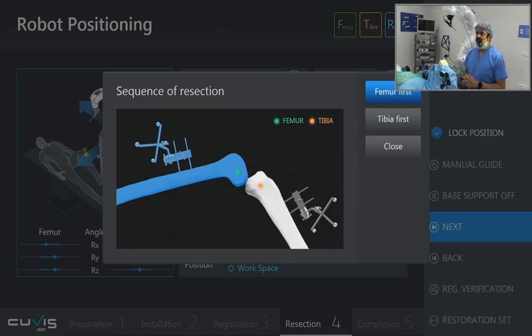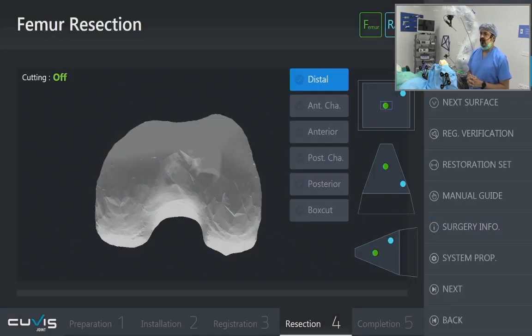So here we go to the actual resection, and this is the time where it gives you an option whether you want to do a femur first or a tibia first. So I would go femur first and go to the femur cutting process. It again gives me various options, as in distal, anterior chamfer, anterior, posterior chamfer, posterior box cut, all that.